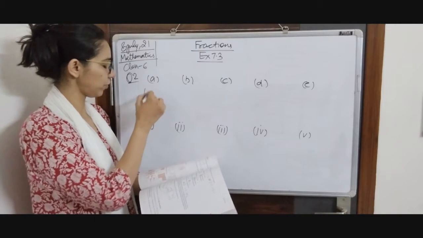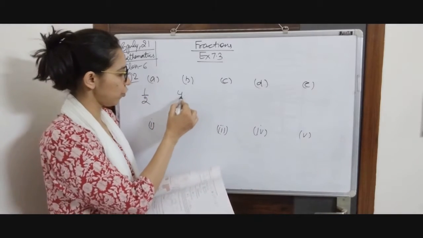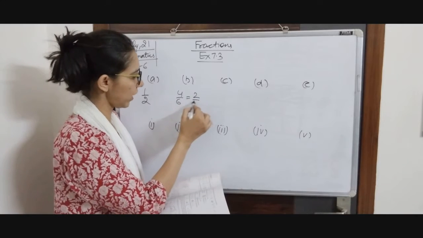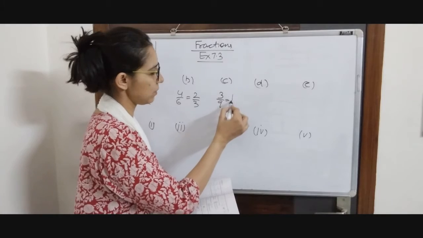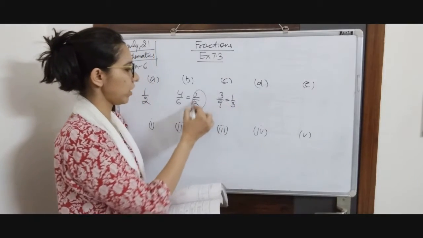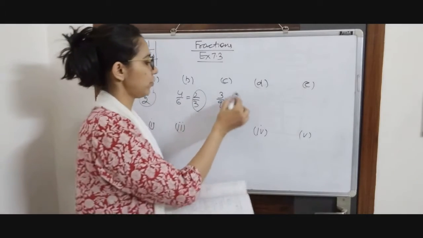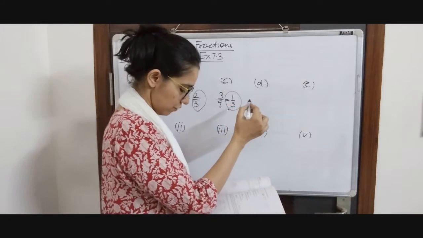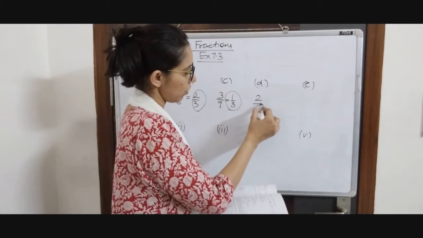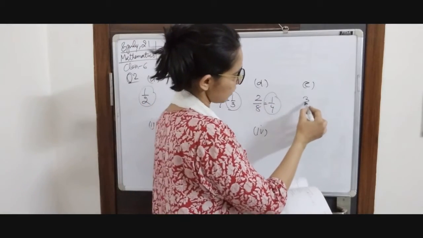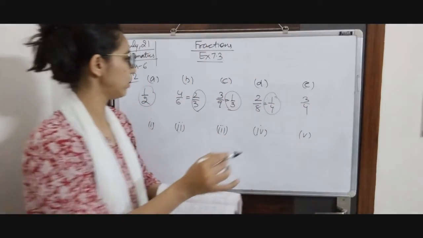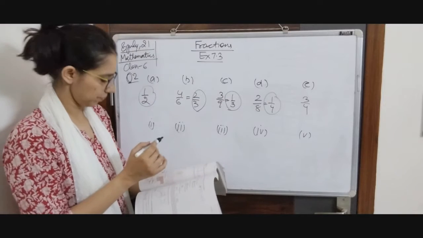In simplest form, this is 1 by 2. Next is 4 by 6, or in simplest form you can write 2 by 3. Next is 3 by 9, or you can write in simplest form as 1 by 3. So we are going to check these now, okay? So 1 by 3. Next we have 2 by 8, or you can say 1 by 4. And the last one is 3 by 4, which is itself in the simplest form.